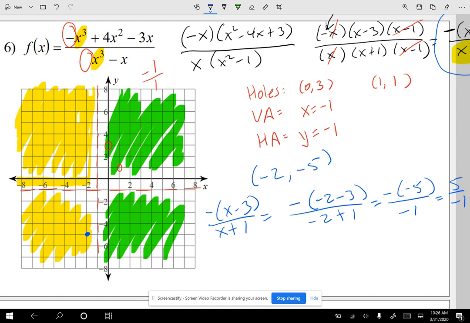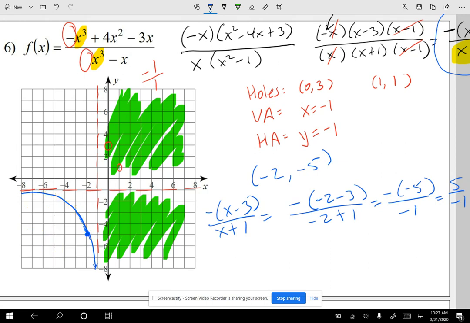So from my yellow sections, I know I don't have it on this section. I have it at the bottom. So my graph is going to look like that.